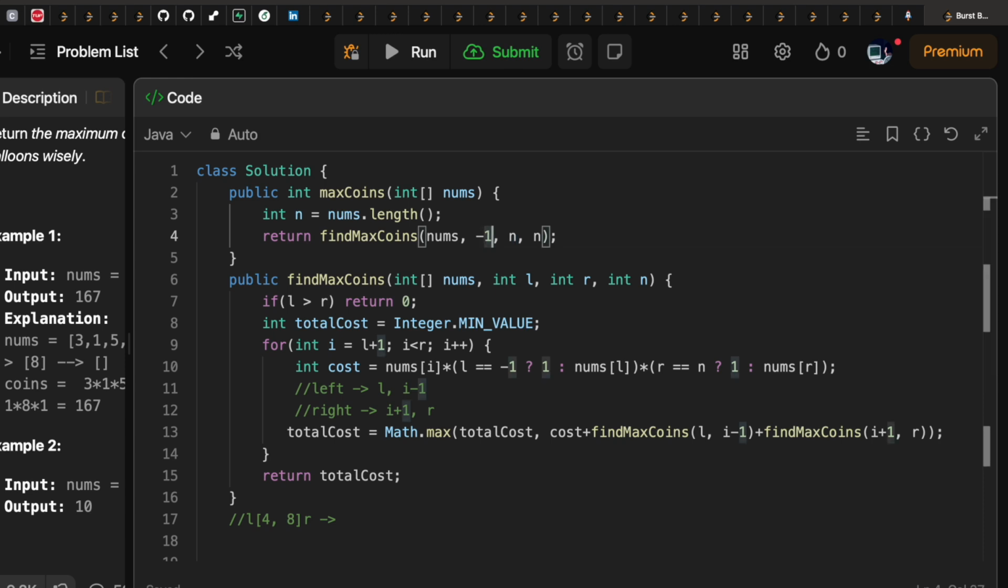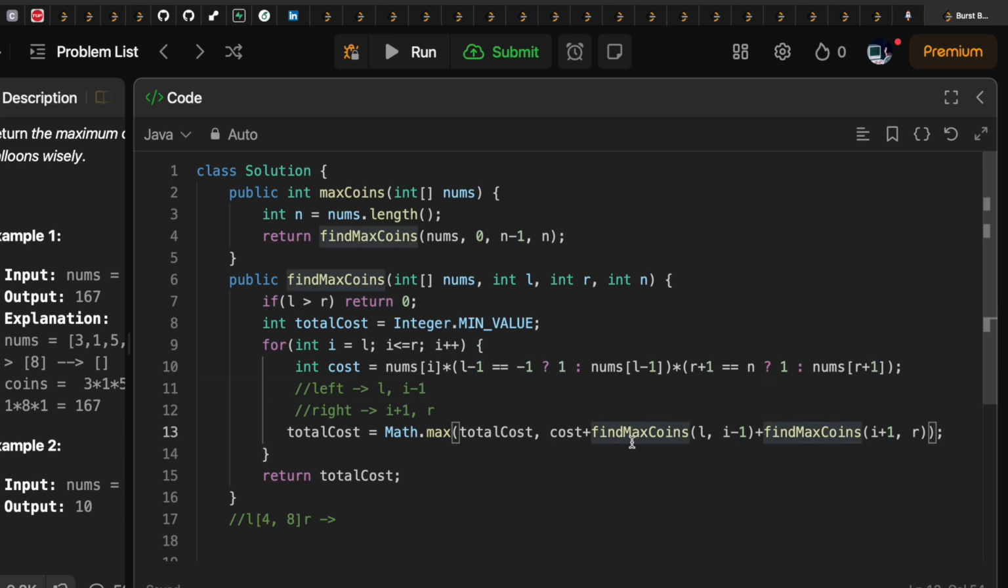Or we can pass 0 and minus 1, start from L and 0. If L minus 1 equals minus 1, then we can return this one, otherwise we can return value. If R plus 1 becomes n, otherwise I can return this value. That way my index will also obey the rule. Okay, and the cost will now be the current cost which I have calculated, and the cost on the left part and the cost on the right part.